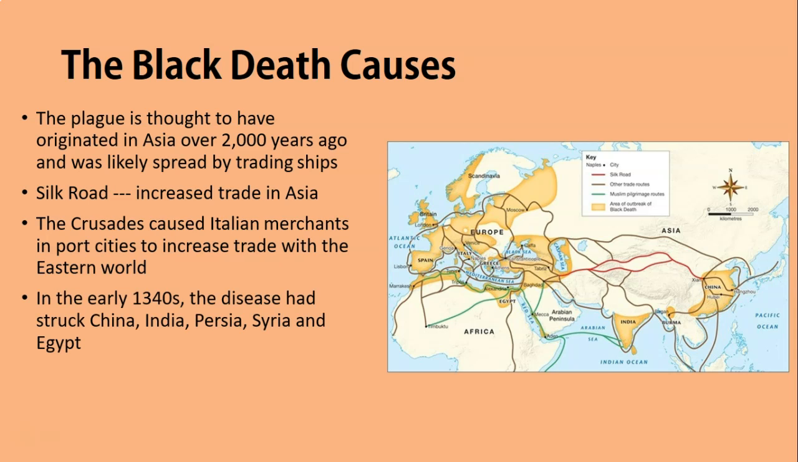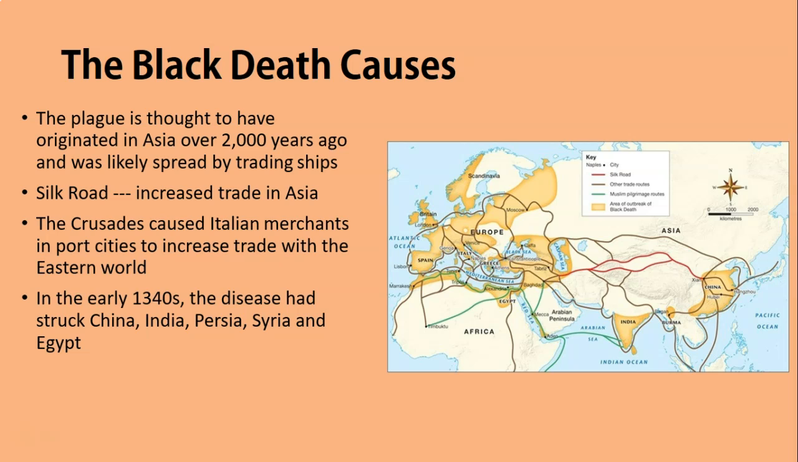So eventually, because of trade, we know that the disease, before it even reached Europe, was spreading through China, through India, Persia, Syria, and Egypt. And again, the number one culprit, yeah, it spread because of rats and fleas, but the number one reason it was able to spread so quickly was trade, specifically trading ships. You know, on your ships, you're going to have rats.